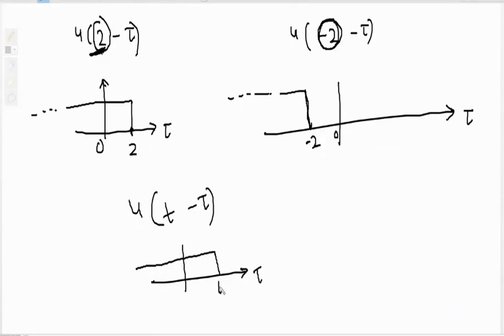Okay, so here will be t. When this t is positive, it will start from some positive t and go towards the left side. When this t is negative, for u of t minus tau, it will start from the negative side and go towards the left hand side. Why is it going towards the left hand side?